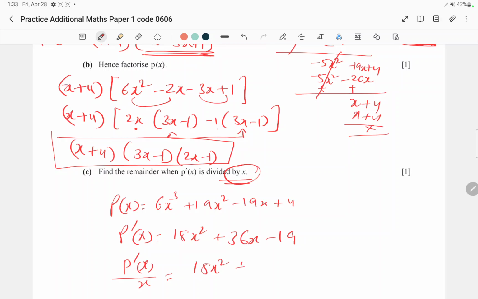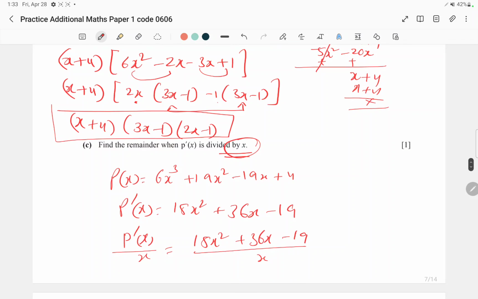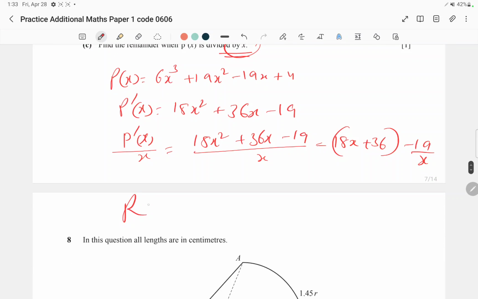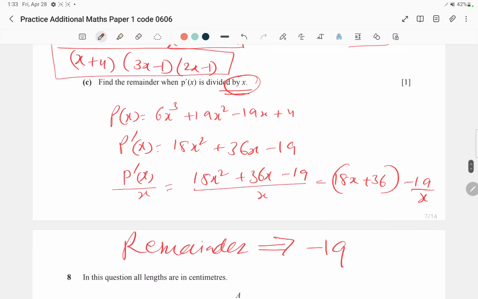So 18x squared, 36x, minus 19 over x. So completely divisible is 18x plus 36, but minus 19 over x. I mean this 19 could not divide by x. So the remainder will be minus 19 only, right?